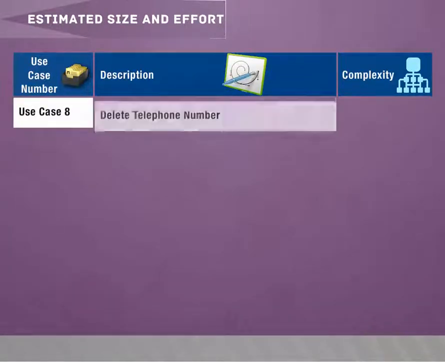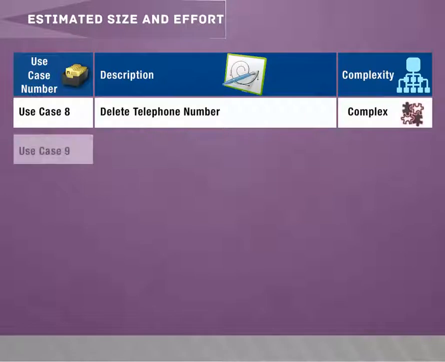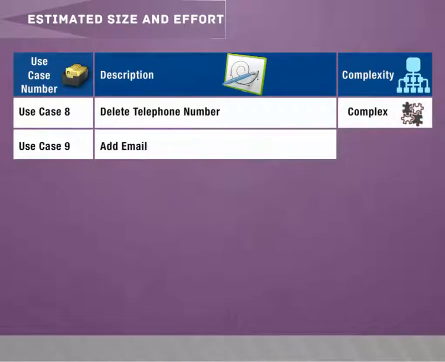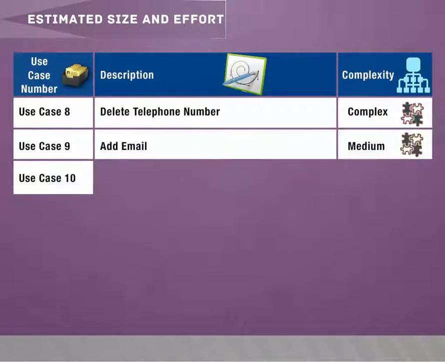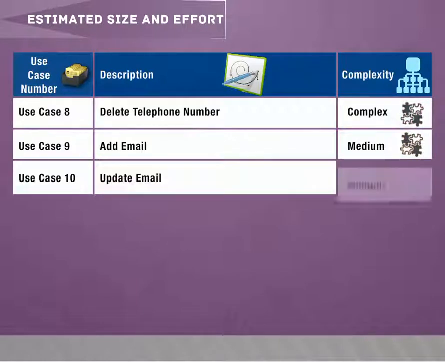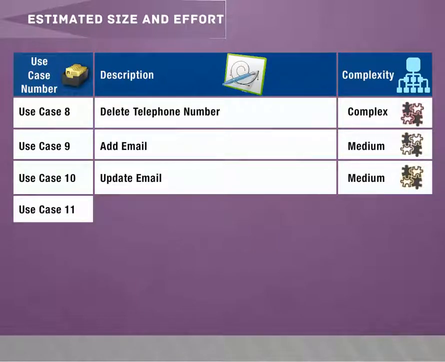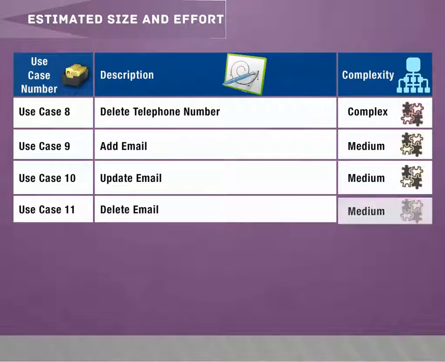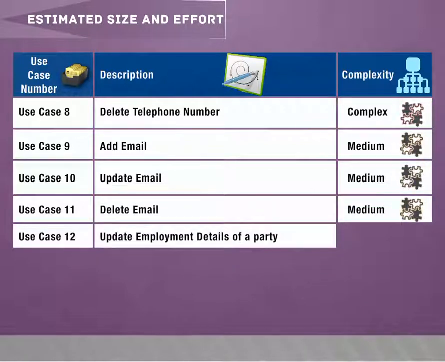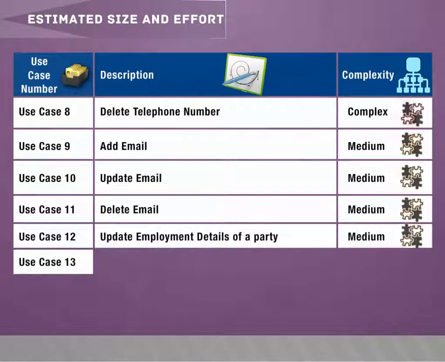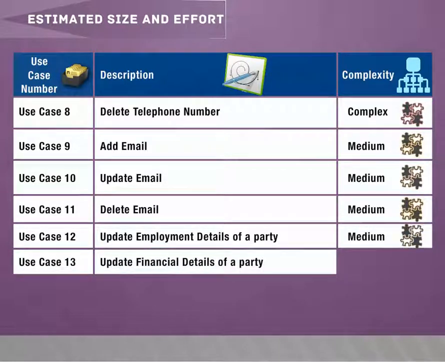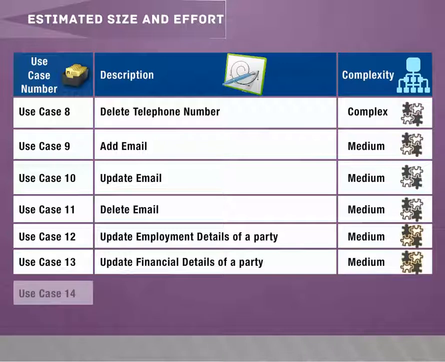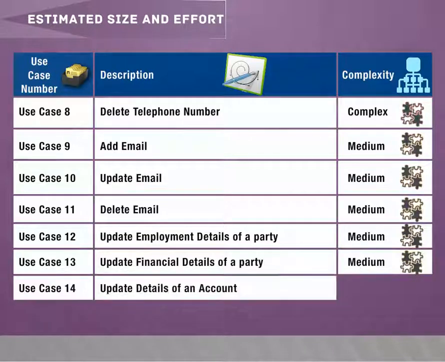Use case 8, delete telephone number, complex. Use case 9, add email, medium. Use case 10, update email, medium. Use case 11, delete email, medium. Use case 12, update employment details of a party, medium. Use case 13, update financial details of a party, medium. Use case 14, update details of an account, medium.